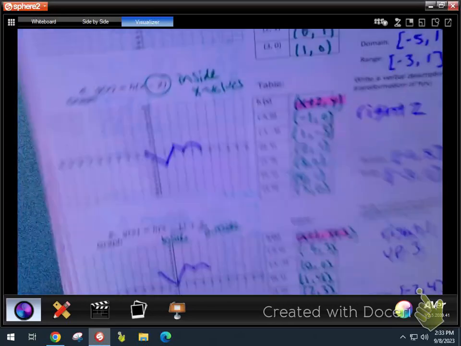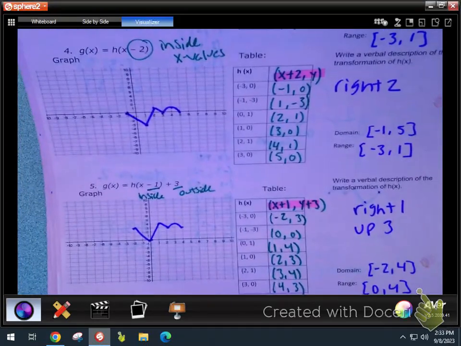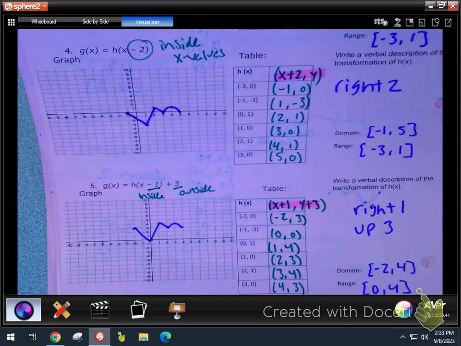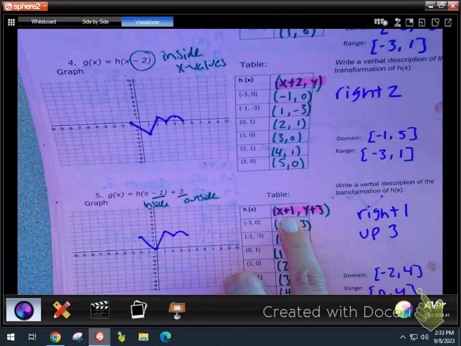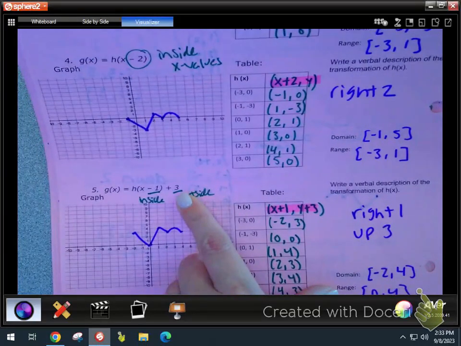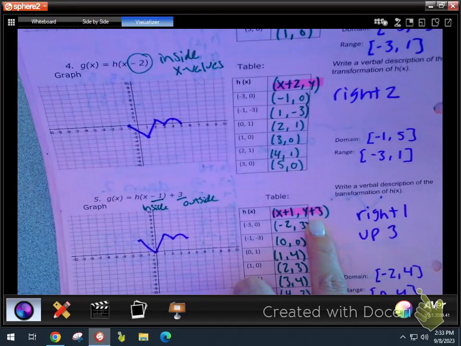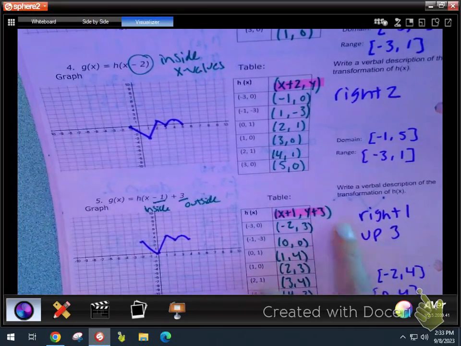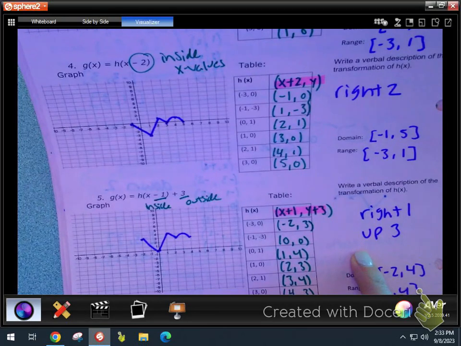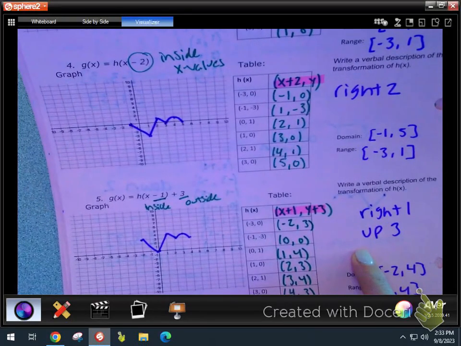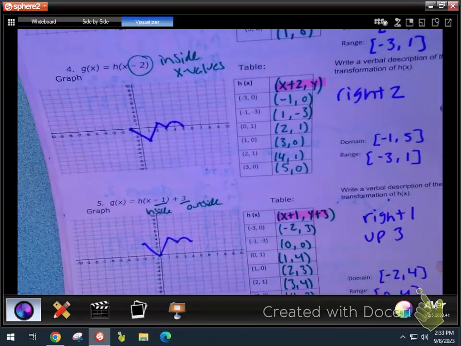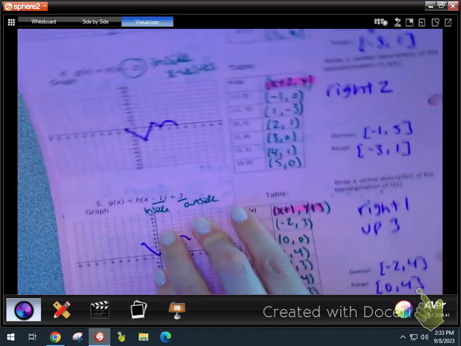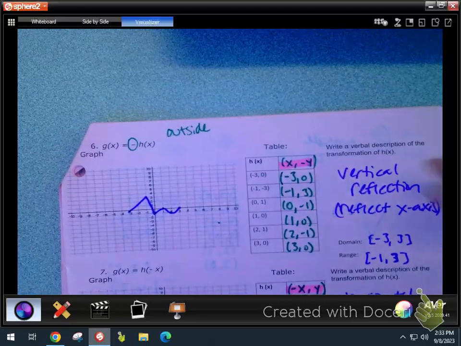Okay? Number 5, kind of threw 2 transformations on it. You had an inside transformation on your x. Inside's opposite. So your x's were to add 1. You had a 3 on the outside. Outside's the same. Y plus 3. What that did to your graph is right 1 and up 3. Okay? We are going to get to where we're doing a minimum of 3 transformations at a time. So this little activity was for you to really see how one at a time affected it.